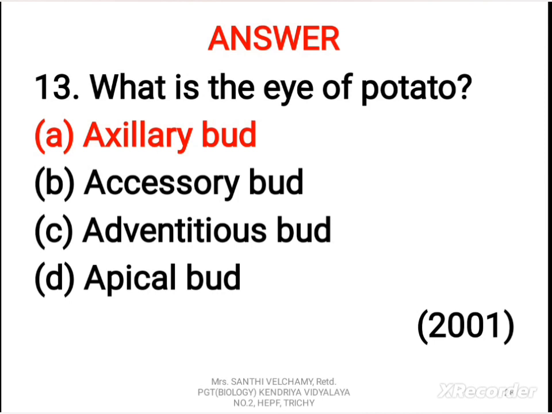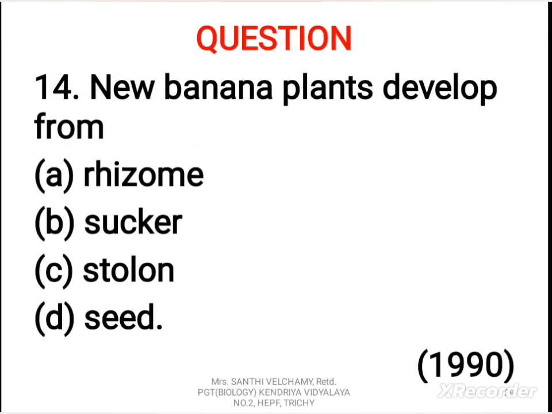So next question, let us see. New banana plants develop from A. Rhizome, B. Sucker, C. Stolon, D. Seed. The correct answer is B. Sucker. So suckers are the subaerial modification of stem. They grow obliquely upward from the main stem, producing roots from the underground nodes. The sucker-like structures in banana are also called sword suckers, which give rise to a new leafy trunk. You must have seen many small banana plants near a big mother plant.